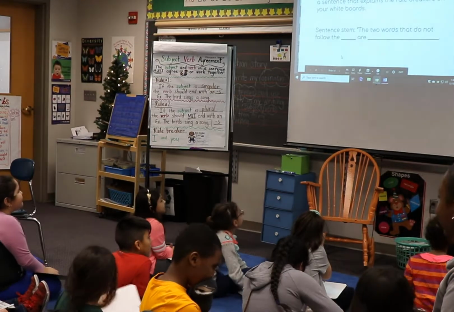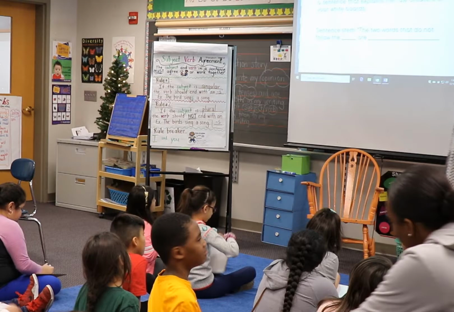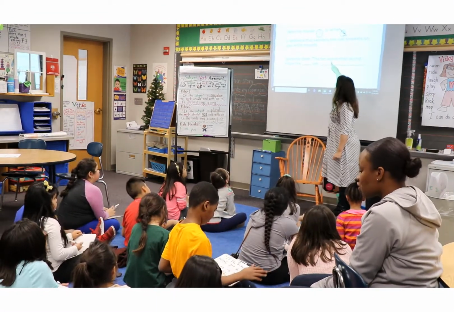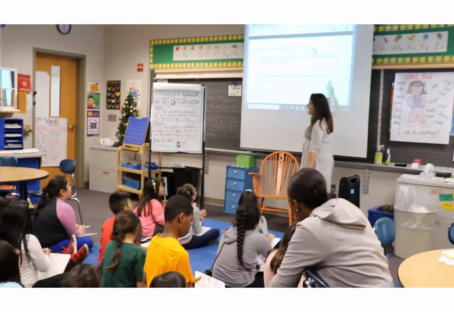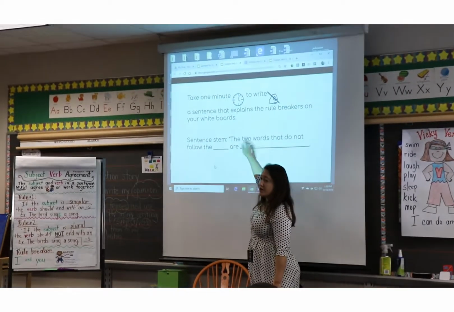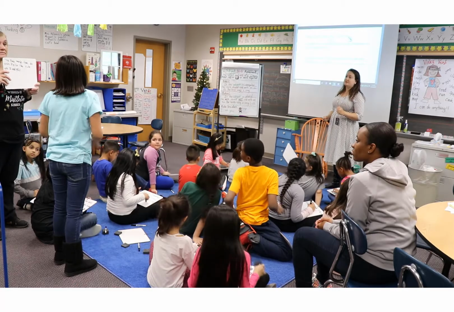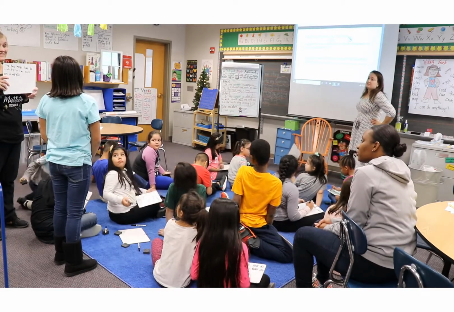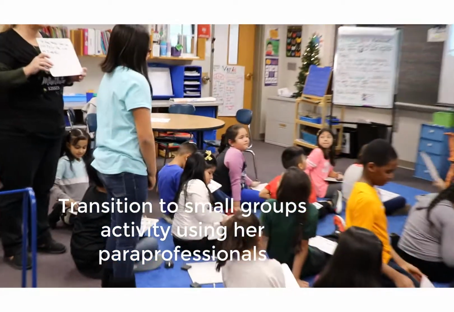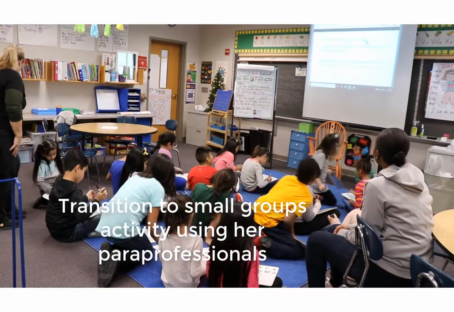Thank you, Bassett. Okay, take 1 minute now to write a sentence that explains the rule breakers on your whiteboards. This is your sentence stem. Let's read it together. The two words that do not follow the rule are I and you. The two words that do not follow the rule are I and you. Okay, give her a hand. Thank you. That's exactly what you should have had on your board. Either you and I or I and you.